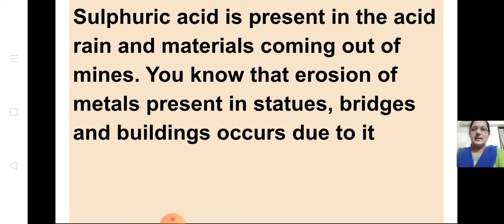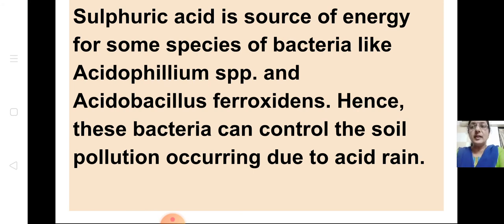And there is the sulfuric acid present in acid rain. You all know acid rain contains sulfuric acid, and materials coming out from mines also contain it. Erosion of metals present in statues, bridges and buildings occurs because of this sulfuric acid. And sulfuric acid is a source of energy for some bacteria like Acidophilium.